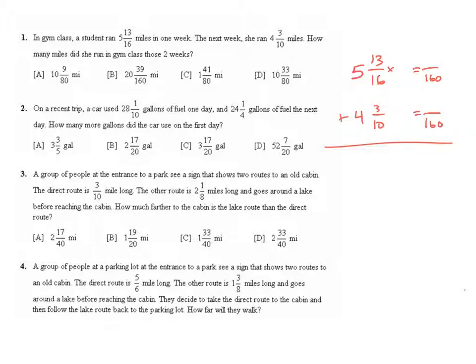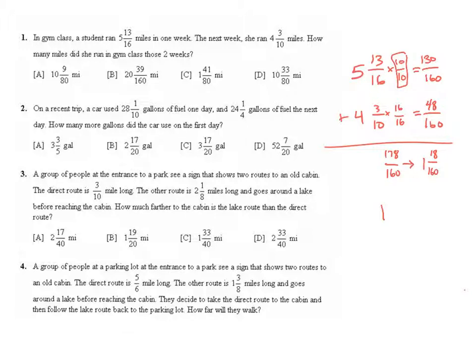16 goes into 160 10 times. 13 times 10 is 130. And then I can multiply this fraction by 16 over 16. 3 times 16 is 48. When I combine 130 and 48, I get 178 over 160. That is an improper fraction, so I'm going to divide to change it to a mixed number. 160 goes into 178 one time with 18 leftovers. And those leftovers are called 160ths.